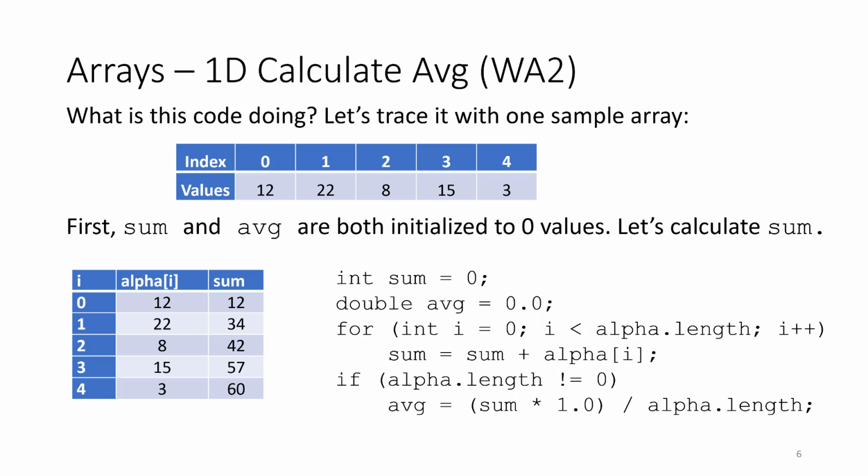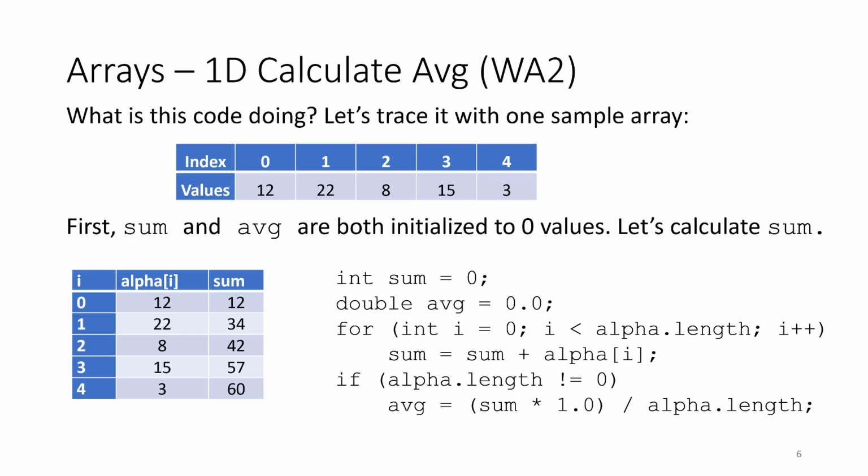When i becomes 3, alpha sub 3 is 15, adding 15 to 42 gives us 57. And then i becomes 4, alpha at position 4 has a value of 3, 57 plus 3 is 60. When we exit the for loop, the variable sum has a value of 60.